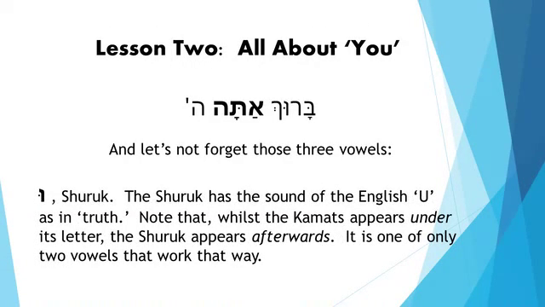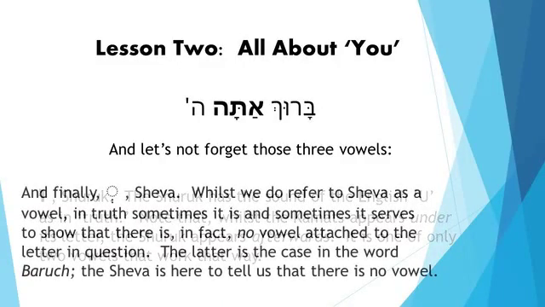Shuruk. The shuruk has the sound of the English U as in truth. Note that, whilst the kamatz appears under its letter, the shuruk appears afterwards. It is one of only 2 vowels that work that way.